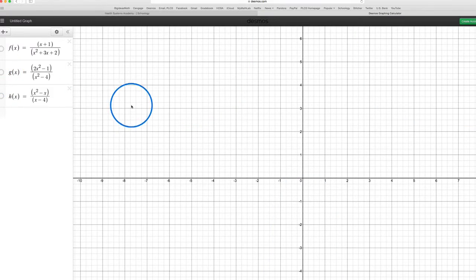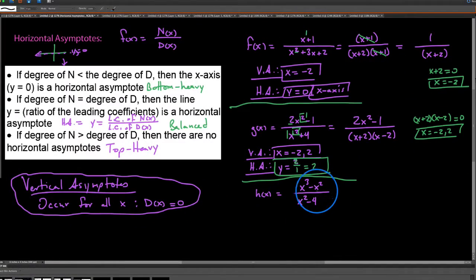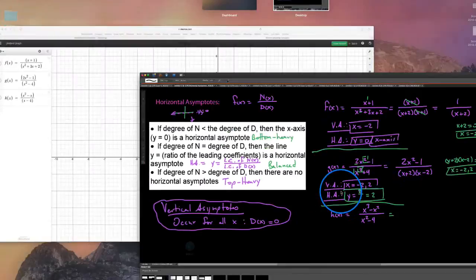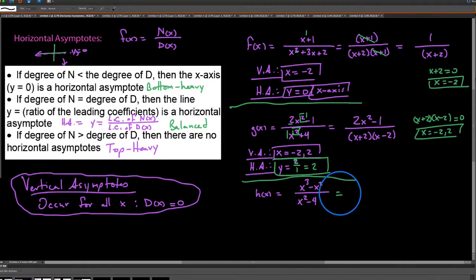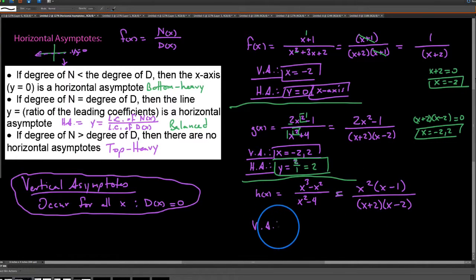Okay, and so my last example here, we have an instance where the top degree is bigger than the bottom degree. We need to start by factoring this as well. If we factor the top, it looks like they have a greatest common factor of x squared, and we get left with x minus 1. And then the bottom expression is also a difference of two squares. We have the same factors as we did in the last problem. So for the vertical asymptotes, setting that denominator equal to 0, we're going to say plus or minus 2. We have 2 vertical asymptotes here.